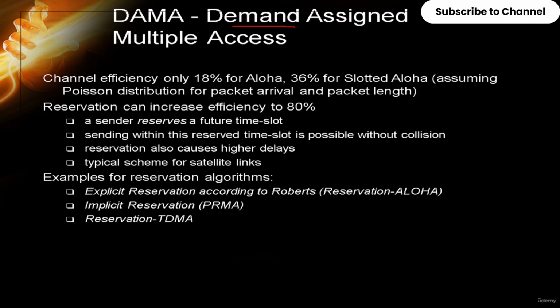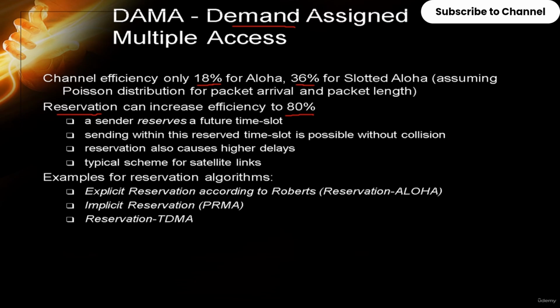In Aloha, the channel efficiency is 18%. Why? Because there is no central authority to control the channel. Anytime the collision can occur. In slotted Aloha, even though the channel is slotted, only 36% efficiency is achieved. In order to overcome that, reservation mechanisms are used, like in railway reservation or aeroplane reservation. Likewise, in demand assigned multiple access, the reservation is achieved and the channel efficiency is increased.